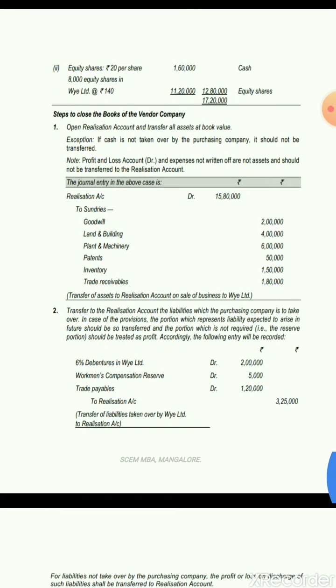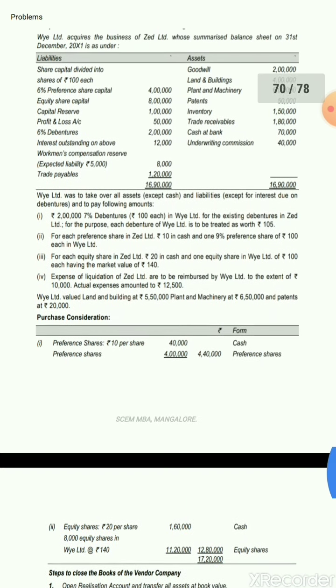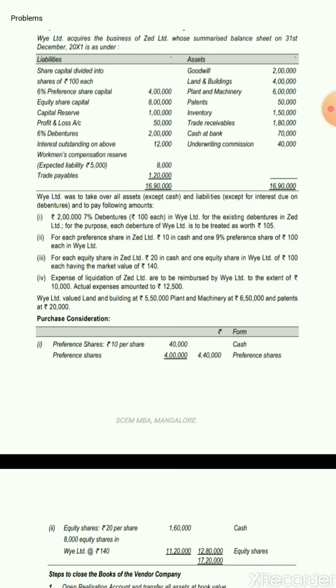And then we pass the second entry for transferring the liabilities to realization account. So here what do I mean by transferring liabilities? Here we would consider only those liabilities which have been taken over by the transferee company. So what are the liabilities which are taken over? Liabilities except for interest due on debentures. The transferee company is not taking over interest due on debentures, but other than this, it is taking over all the other outside liabilities, all the other external liabilities.